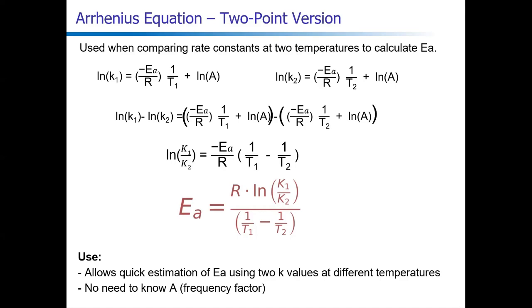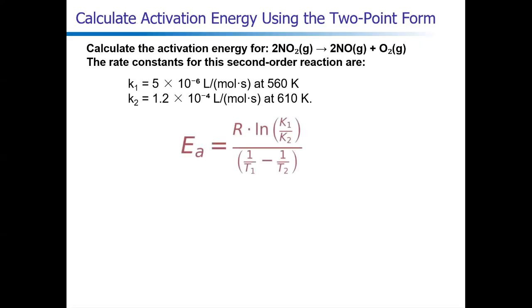Let's now work through an example, plugging in numerical values to calculate the activation energy for a real reaction. Let's apply this 2-point version of the Arrhenius equation to this example. Here we're given 2 rate constants for a second-order reaction at 2 different temperatures. So k1 is equal to 5 multiplied by 10 to the negative 6 at 560 Kelvin, and k2 is 1.2 multiplied by 10 to the 4 at 610 Kelvin. We'll use this form: activation energy is equal to R multiplied by the natural log of k1 over k2, all divided by 1 over T1 minus 1 over T2.